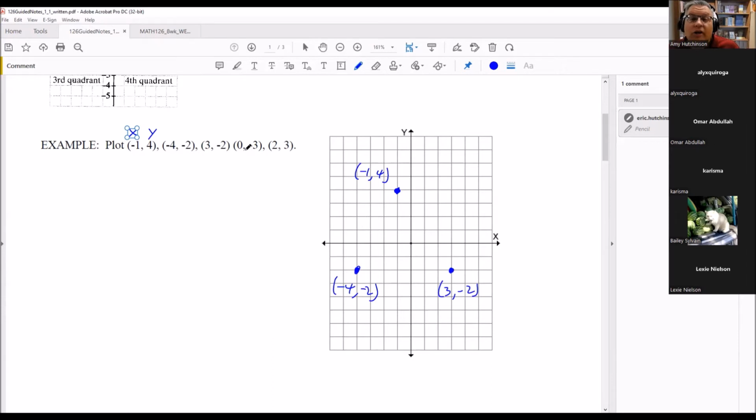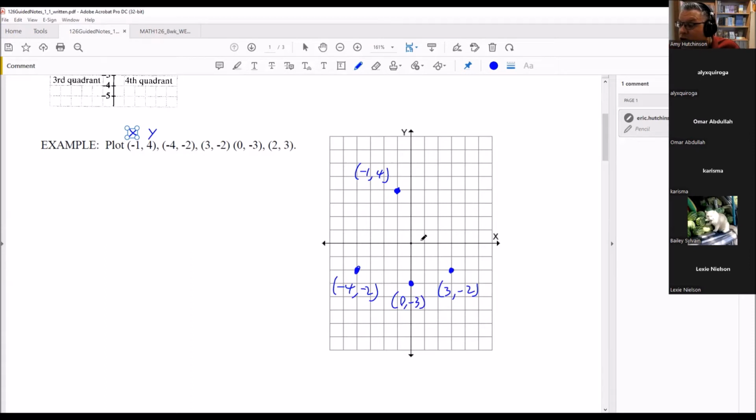All right, now we have 0, -3. Now 0 means we don't go to the left, we don't go to the right, we stay on the y-axis, and then we're going to go down 3 units. Right there, that is 0, -3. That's actually not in a quadrant. Anytime you get something that appears on the x-axis or the y-axis, we don't consider it in any quadrant. So, no quadrant there for that one.